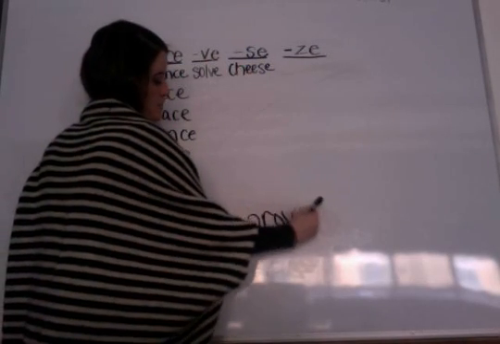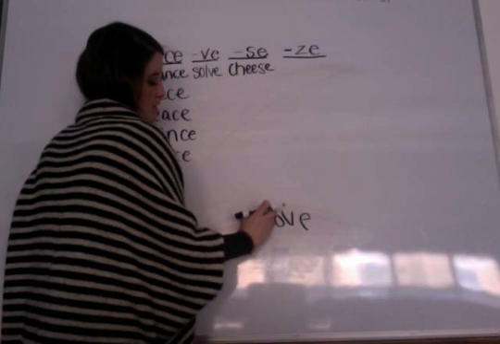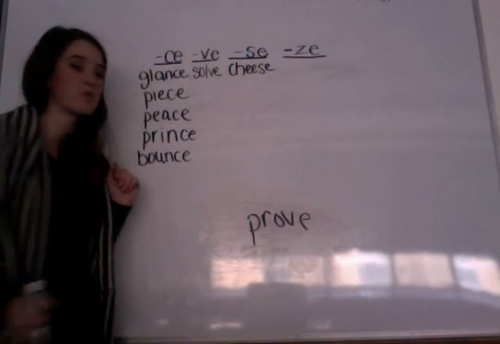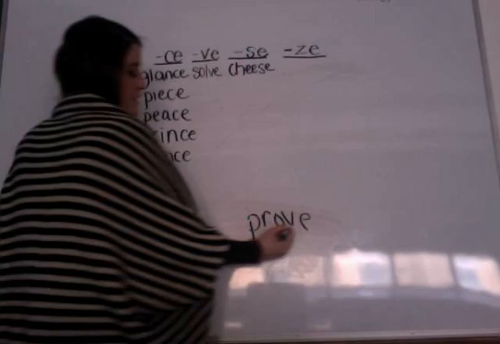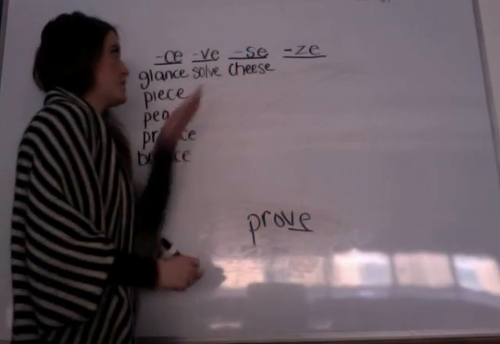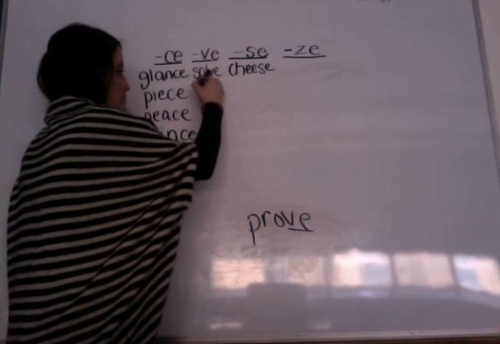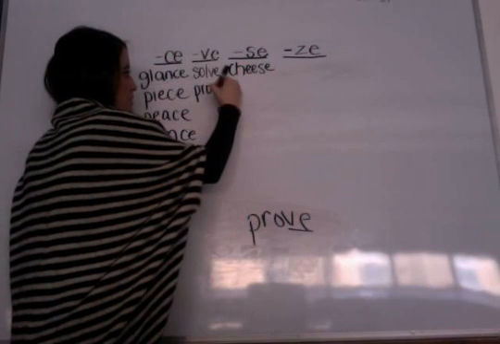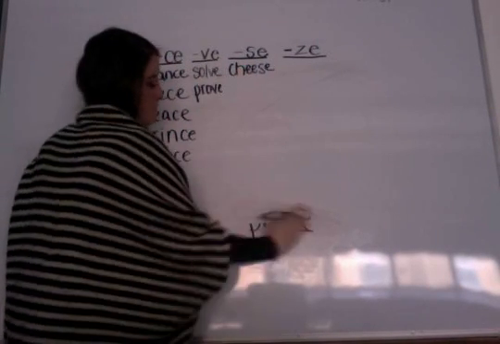Our next word is the word prove. Like I will prove that I am right. I see the VE at the end of my word. I hear the V sound, and so prove is going to go under column 2. Let's say and write it together. Prove.